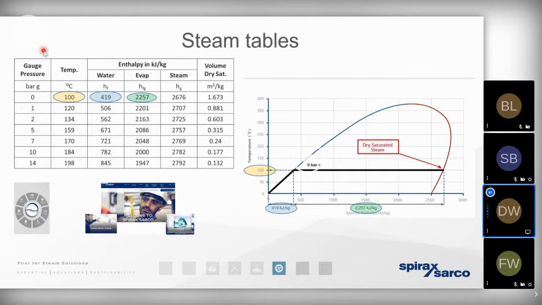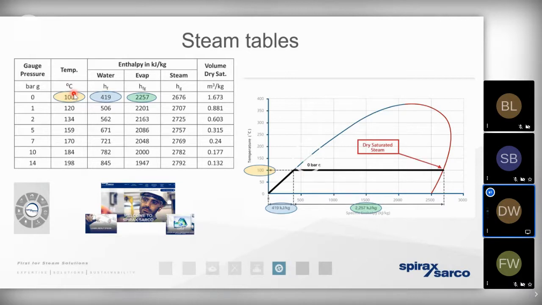Let's take the example of steam being generated in the boiler. If the pressure in the boiler is 0 bar gauge, we know that at 0 bar gauge, water boils at approximately 100 degrees. And we also know that the temperature of the boiling water is the same as the temperature of the steam. So when water boils at 100, the temperature of the steam is also 100.